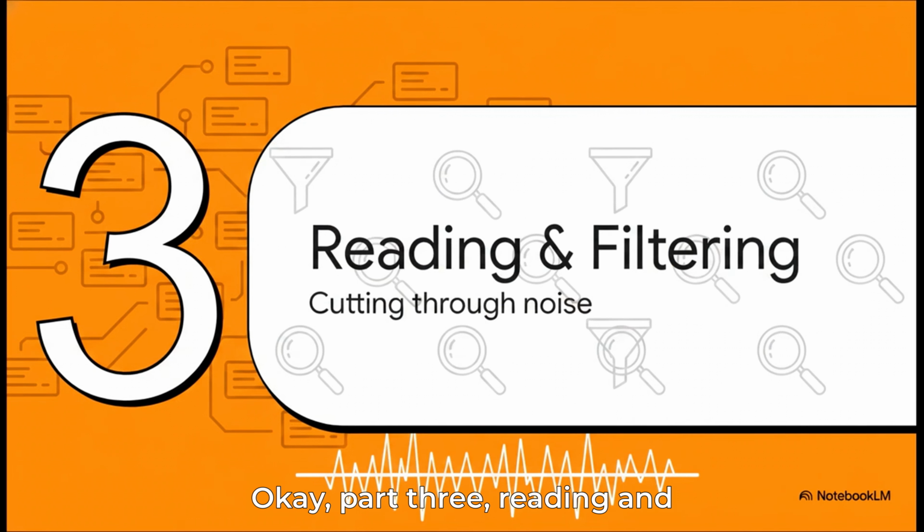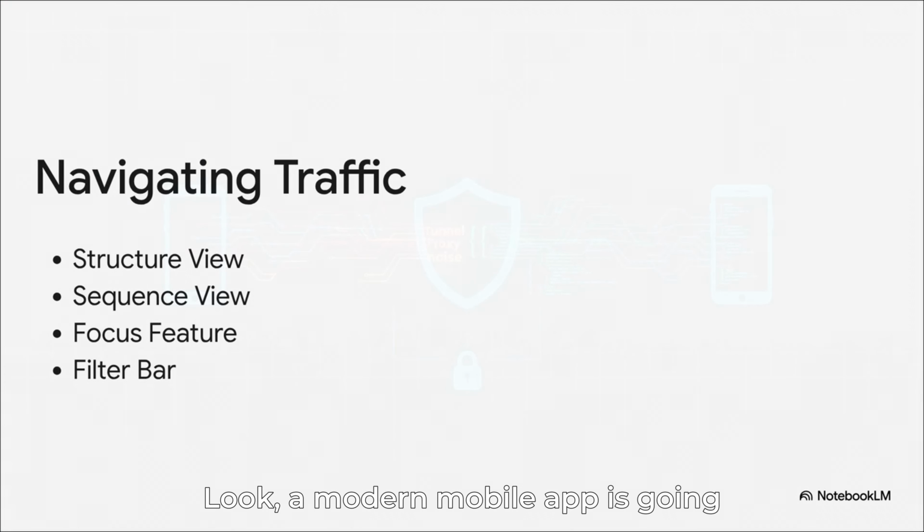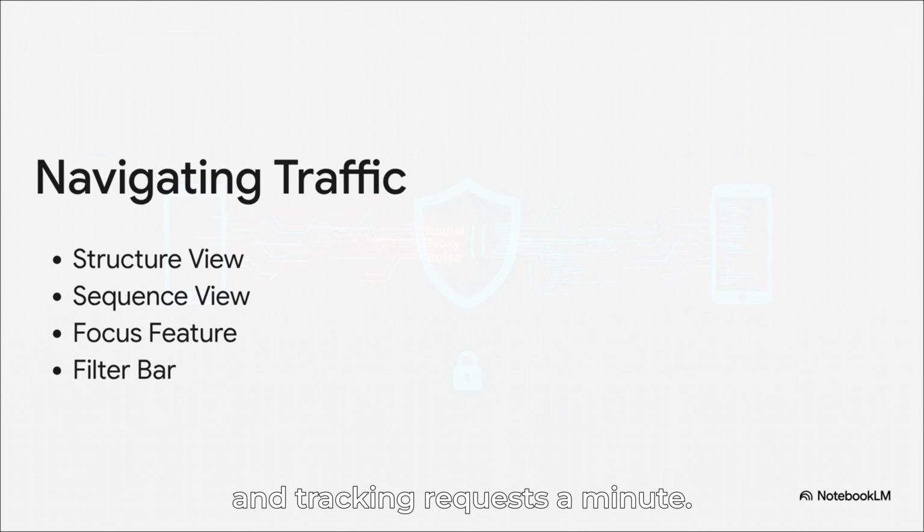Okay, part three, reading and filtering all those requests. Look, a modern mobile app is going to blast out hundreds of background analytics and tracking requests a minute. It's a complete nightmare to sort through manually. To cut through all that noise, you'll want to lean heavily on the structure view combined with the focus feature.